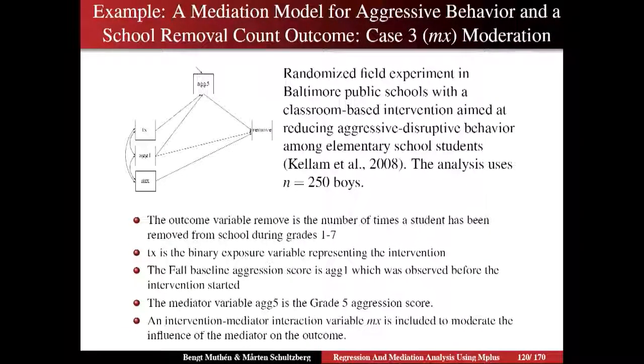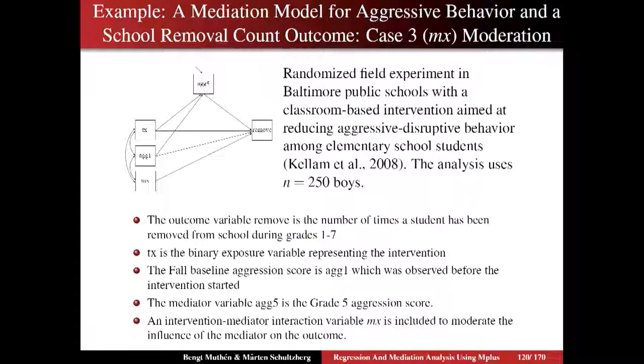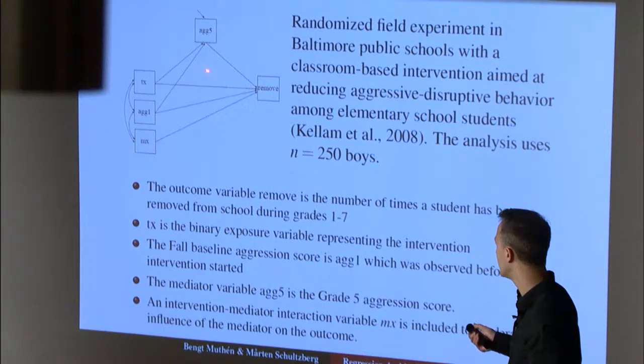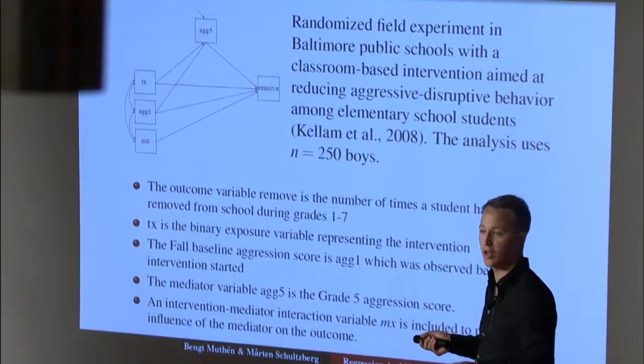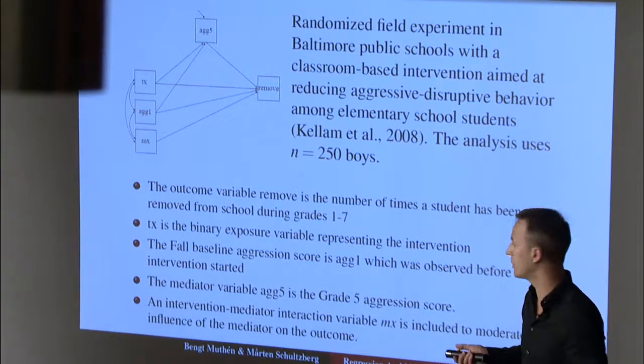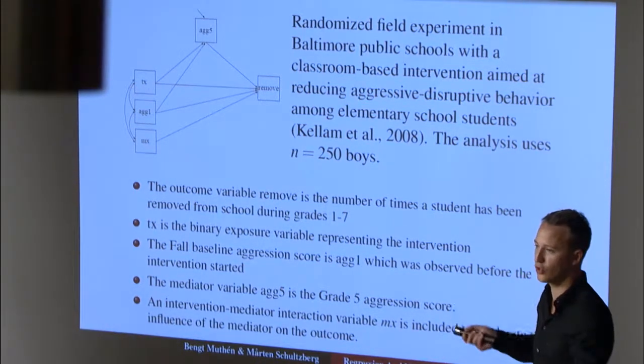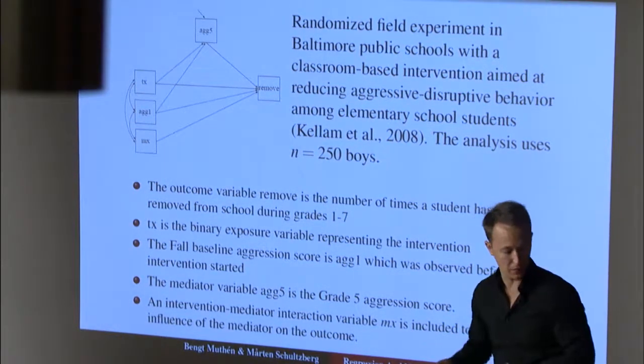times you've been removed from school during these years. So it's a count outcome. It's the number of times. There's 250 individuals in this study. And as you can see, we now use the interaction between the intervention and the mediator, so m times x here. And of course, you could think about other interactions as well, the one we talked about this morning, so the interaction between the baseline aggression and the treatment. So there's a lot you could do here, but let's look at this example for now.